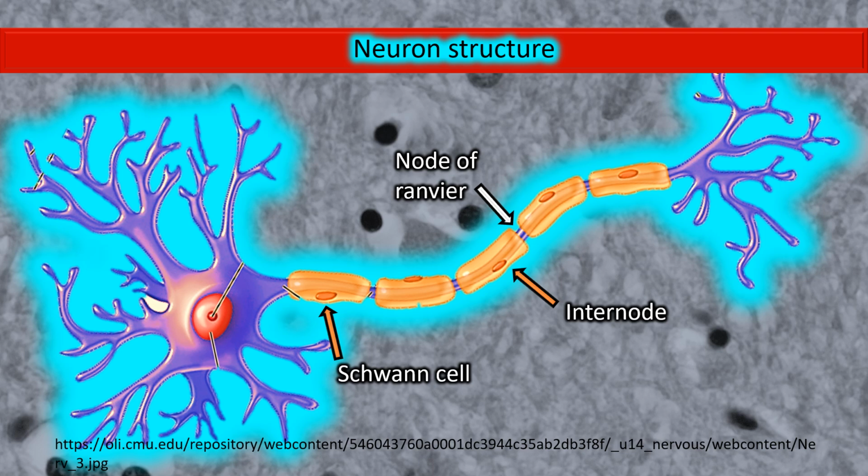The electrical impulses jump from one node to the adjacent node, and this type of conduction is known as saltatory conduction, which we will discuss in the physiology in more detail. It speeds up the transmission of the nerve impulse.